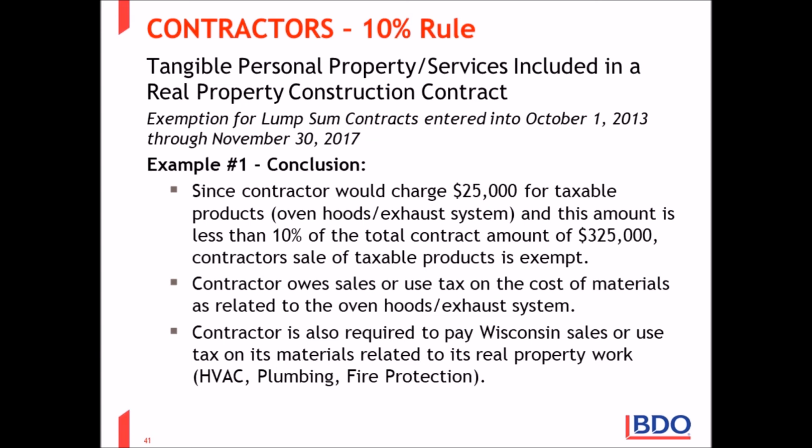Since the contractor would charge $25,000 for the taxable products, because the oven hoods and exhaust systems are considered personal property, and this amount is less than 10% of the total contract, and it's a lump sum contract, then the sale of the taxable products is exempt. So the contractor owes sales or use tax on the cost of materials related to those taxable items, the oven hoods and exhaust system, and the contractor is also required to pay tax on any of its real property work.